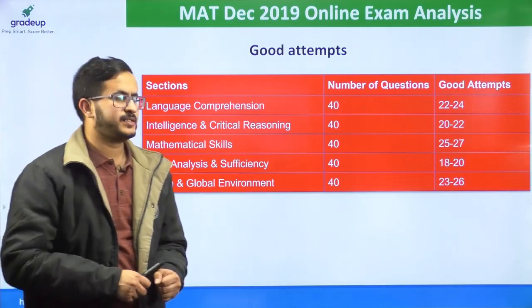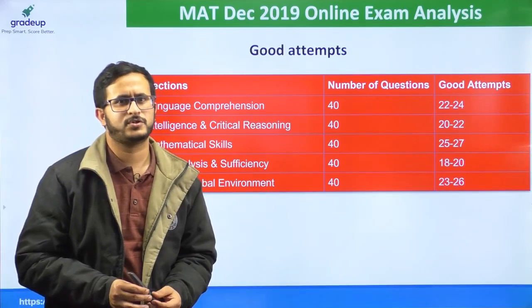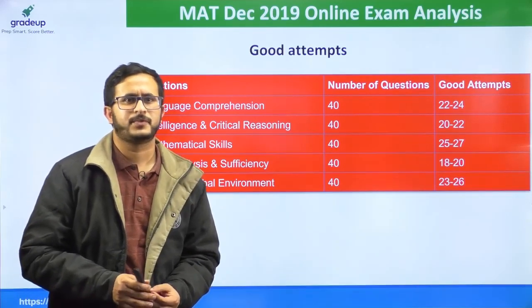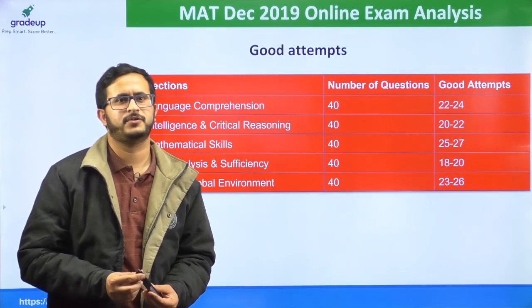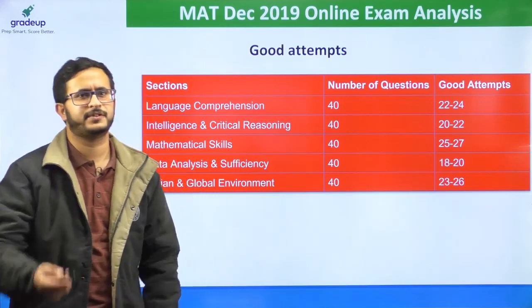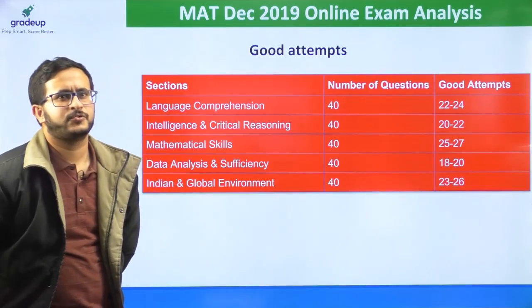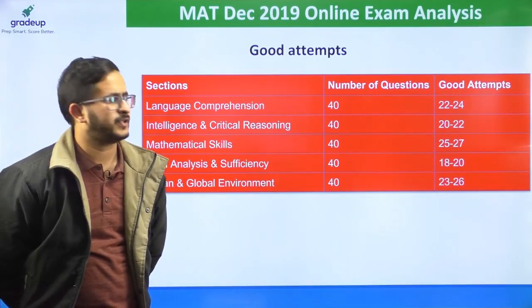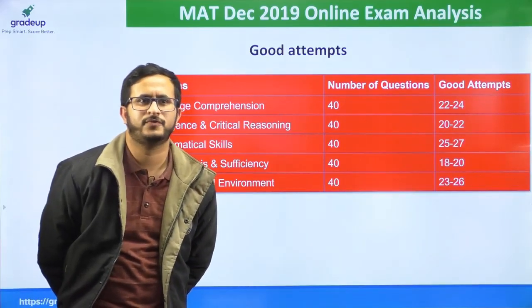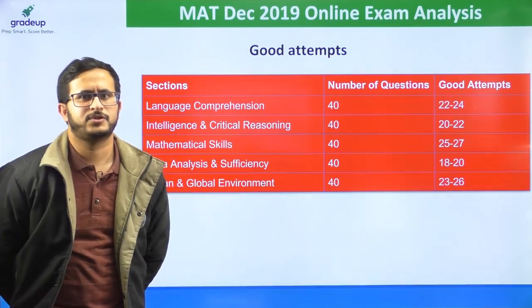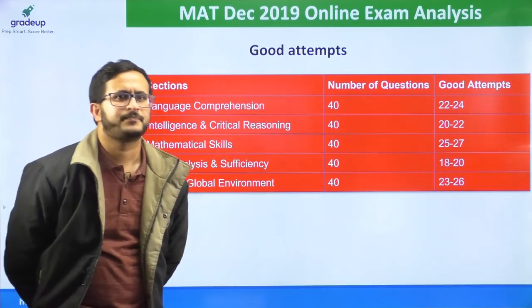Intelligence and critical reasoning, again somewhere around 20 to 22. So the puzzles were the easiest. So even if you would have solved 2 of the 3 puzzles, which were very easy, you could have done 10 questions, and if you managed to solve 10 to 12 questions from the remaining portion, that should have been a good attempt.